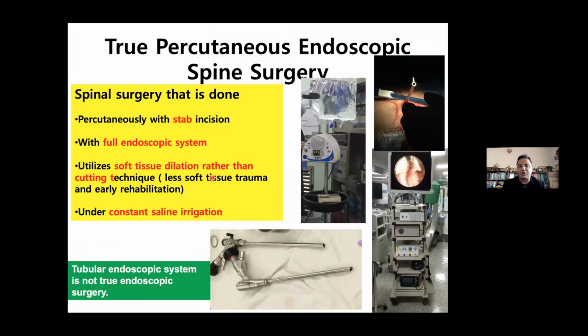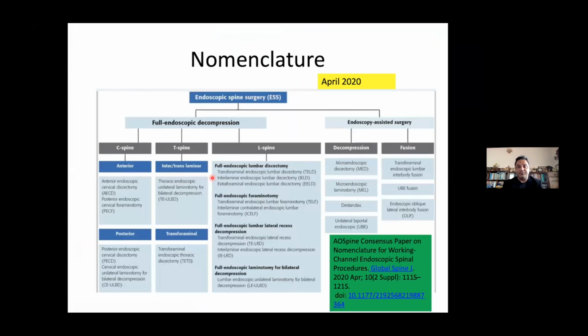spine surgery, it should be done percutaneously with a stab incision, with a full endoscopic system, utilizing soft tissue dilation rather than a cutting technique, and should be done under constant saline irrigation. So the tubular endoscopic system is the true endoscopic surgery. And recently, the EOSpine consensus paper has been published on the nomenclature of the endoscopic procedures. It has defined full endoscopic decompression and endoscopic assisted. It has put uniportal discectomy and stenotic decompression as full endoscopic decompression, whereas the Destandu technique and UBE technique are put in endoscopic assisted surgery.